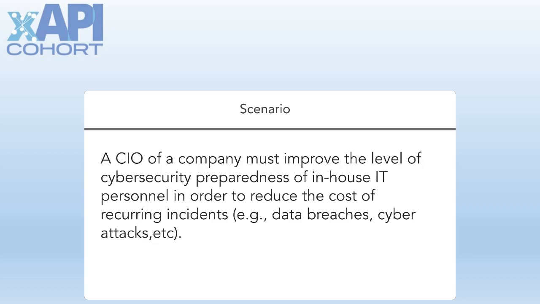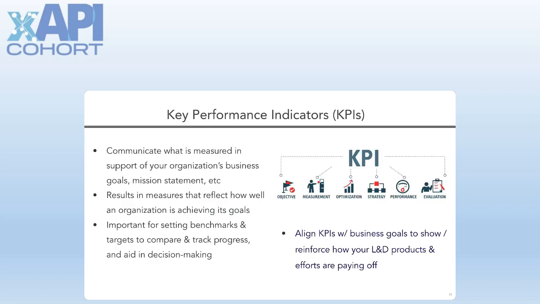So how do you figure out, oops, looks like I jumped ahead of the slide. So how do you figure out exactly what to measure? A good approach is to write out key performance indicators, which can then be turned into very specific strategic measures. KPIs are key performance indicators that communicate what is being measured in support of business goals, in a nutshell.